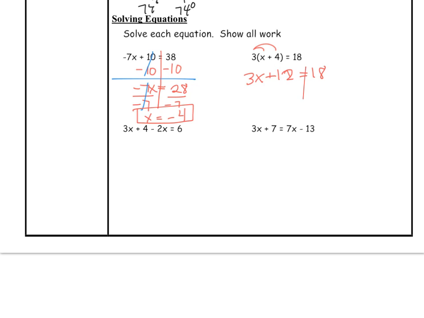Now I'm going to draw my balancing line and subtract 12 from both sides because I have to undo my addition first. When I do that, the plus 12 cancels out, and I bring down my 3x. 3x is equal to 6. Now I divide by 3. That cancels out the multiplication, and my final answer is x is equal to 2.